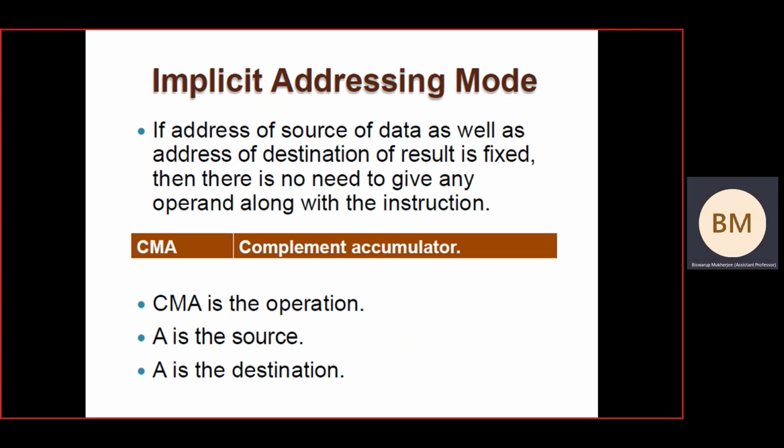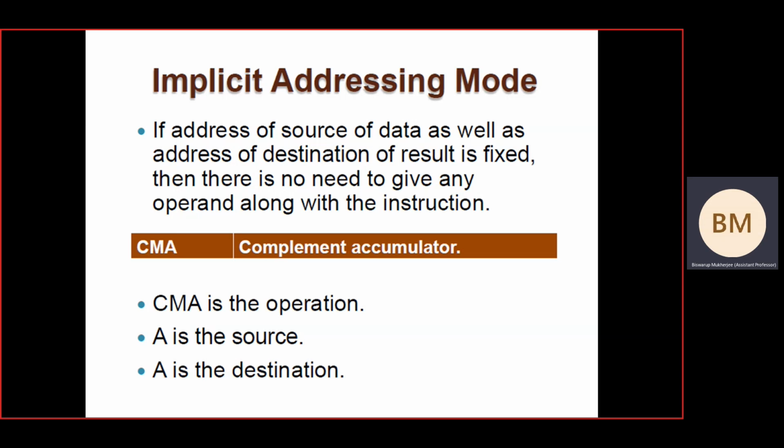You do not require an operand, just the opcode is enough. This is called the opcode, and the next part is called the operand. So there is no operand required, only the opcode is enough. Complement accumulator is one of the examples of such implicit addressing.